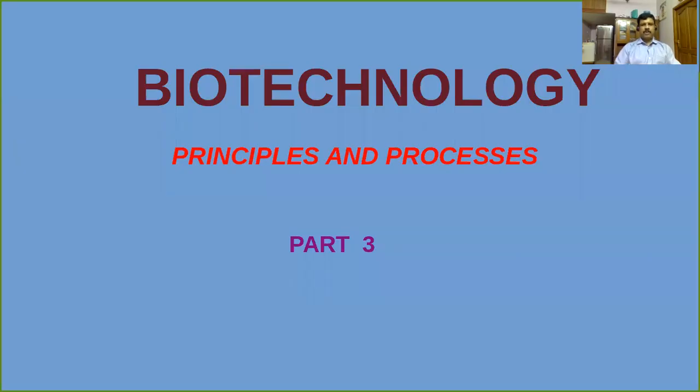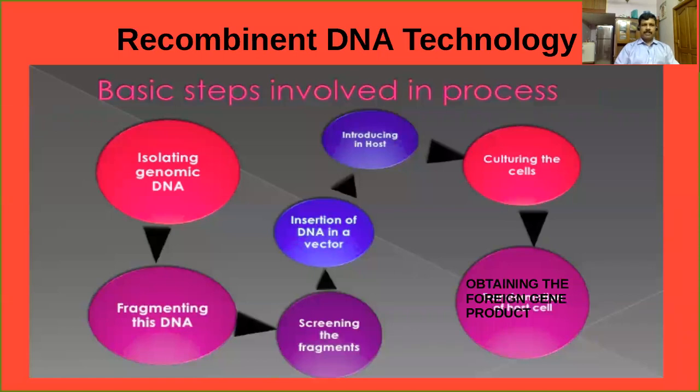Today, I am going to talk about the topic Biotechnology Principles and Processes Part 3. As you know, in the last session, we discussed the basic steps involved in the process of recombinant DNA technology. We discussed the first two steps, isolation of genomic DNA and fragmentation of DNA by using restriction endonuclease enzyme.